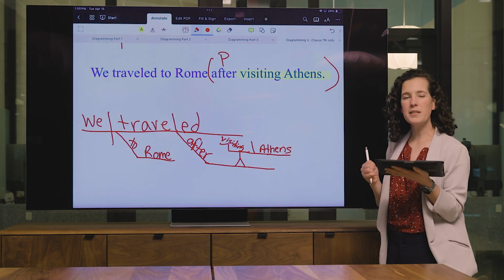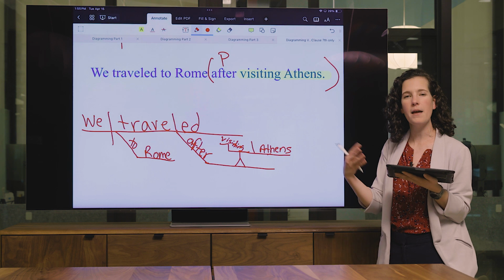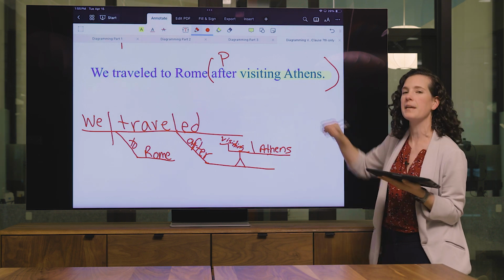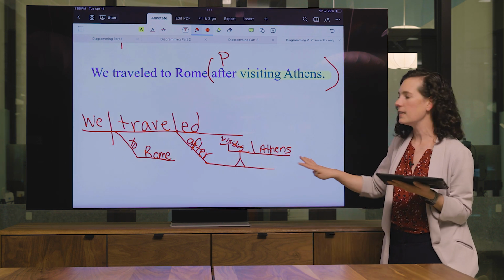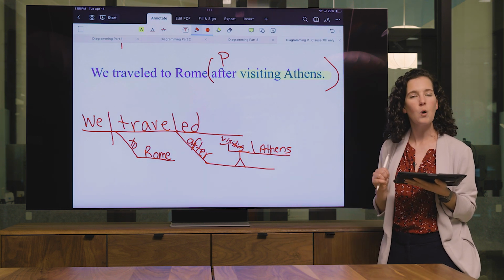So verbals like these take a while to learn. Just remember that they come from verbs and they have elements of verbs in them. They're showing you that something happened, but within the sentence itself, they are acting as some sort of other part of speech, like a noun or an adjective.